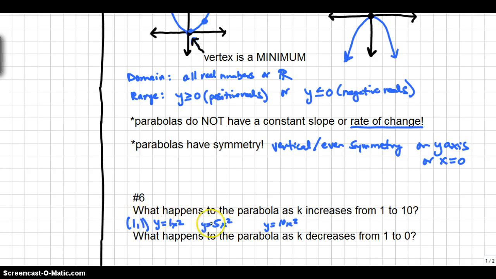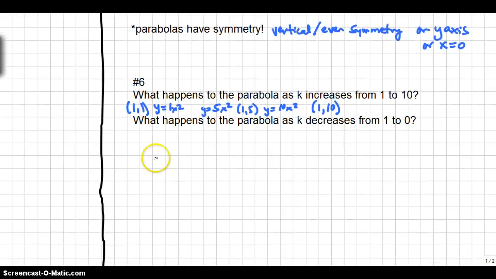The next equation of 5x squared is going to have the point (1, 5) in it. 1 squared is 1, times 5 is 5. And then same thing for our last equation here, y equals 10x squared. You plug in a 1 for x. 1 squared is 1, times 10 is 10. So all of those parabolas have this as their next coordinate from the vertex. So let's do a quick sketch of that.